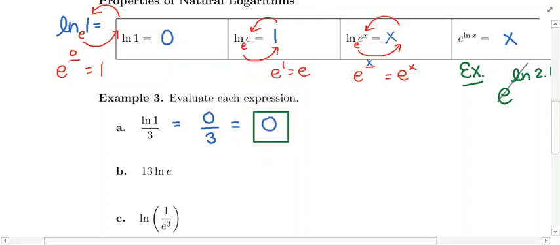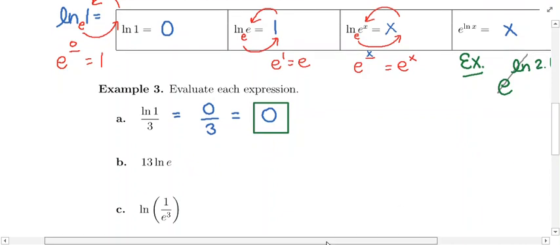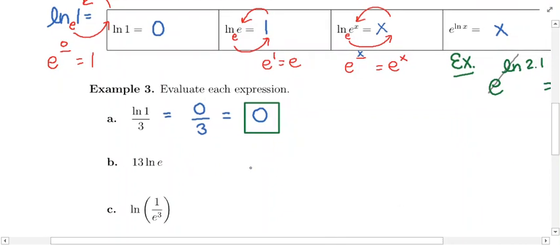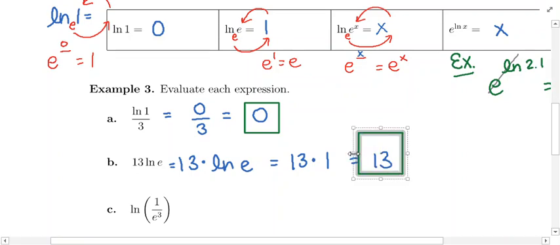Moving on. In part B, we're trying to calculate 13 times the natural log of e. Sometimes you just have to read it out to yourself. This is 13 times the natural log of e. I'm going to leave the 13 out front. The natural log of e by the second property is 1. So 13 times 1 is going to be 13. That's the answer. See, we didn't need a calculator for this.